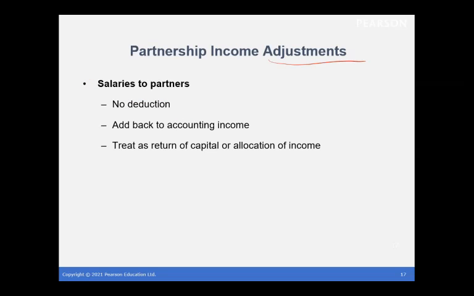So what are those adjustments? First off, salaries paid to the partners. We do not take a deduction for that. We add that back to accounting income. So specifically salaries that are paid to the partners, in this step, we're going to add it back to accounting income. Even though it's a salary, it's treated as a return of capital when it's paid to the partner for purposes of this calculation. And we'll talk more about this as we go through and look at examples.